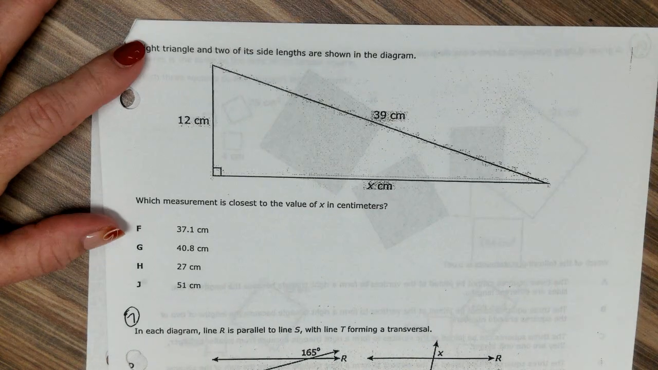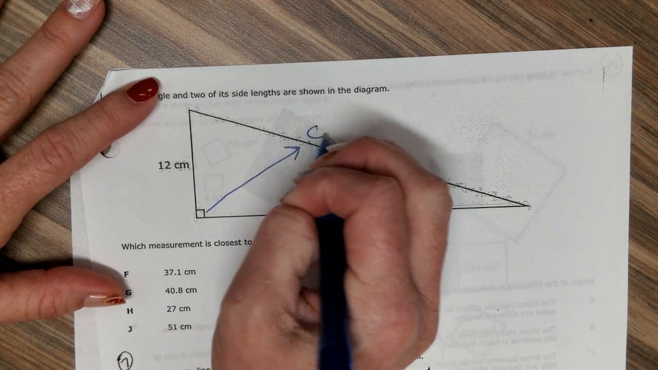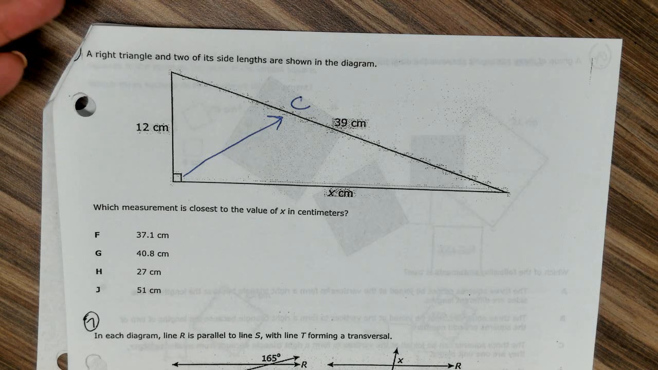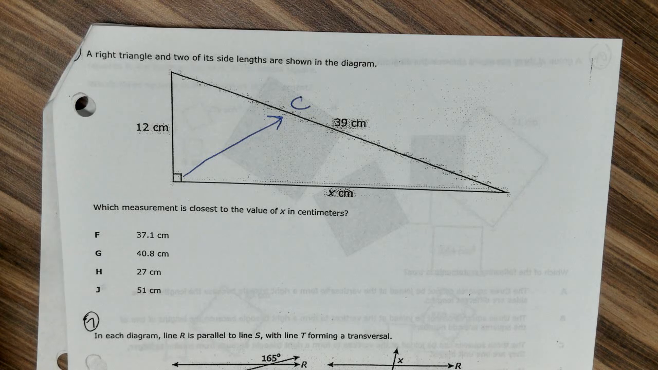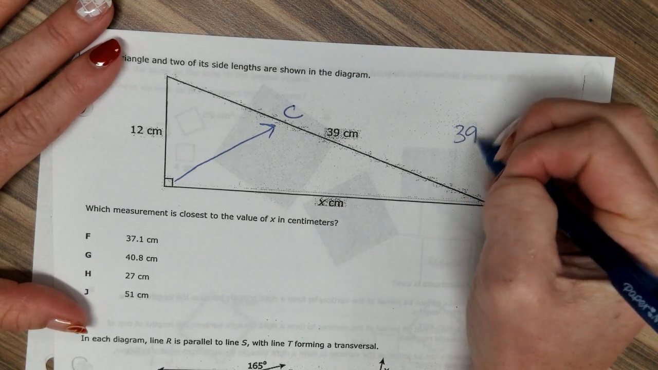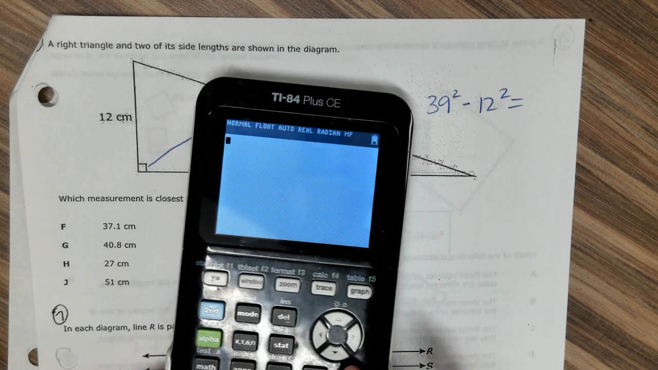Okay, number 6. They gave you side C. If they give you side C, you do not add, you do what? So this is where it goes. What number would I start with? The bigger one. I have to start with C. So 39 squared minus 12 squared. And then, of course, I have to square root my answer.